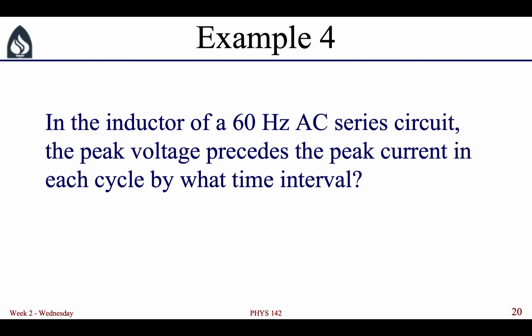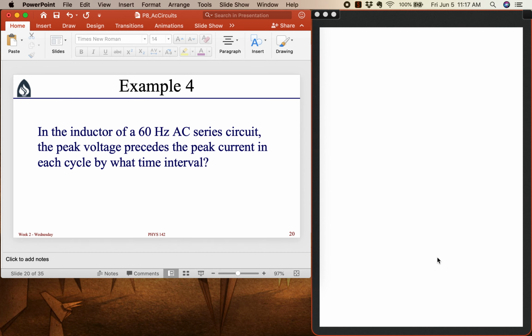So next, let's consider this example. In the inductor of a 60 Hz AC series circuit, the peak voltage precedes the peak current in each cycle by what time interval? So we're told that we have the voltage preceding the current, and we want to know by what time interval does it precede. So both the current and the voltage are represented by sine waves.